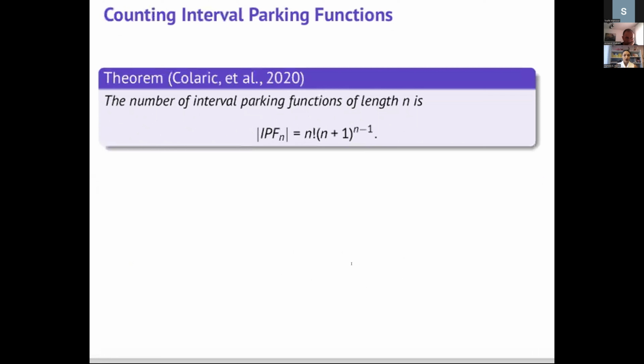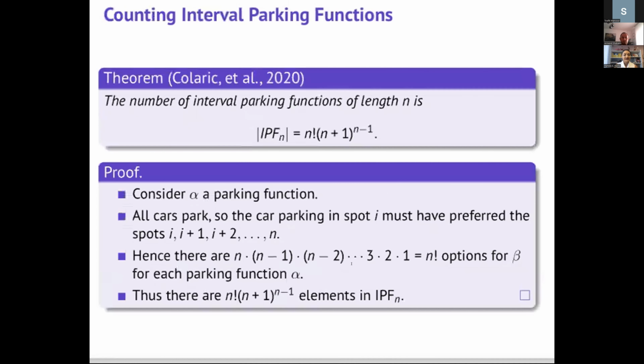Now, it was already known, so there was a group of students out of the graduate research workshop in combinatorics who worked on this problem, and they enumerated the number of interval parking functions of length n with this formula. The way that they did that is they said, well, consider a parking function. If all the cars park, then you know that in spot i, somebody must have had the preference for spot either i plus 1, all the way to n. So there are this many options for each of the betas for each of the parking functions. And so then you take the product. That gives you a way to characterize and really count all of the elements in these interval parking functions.